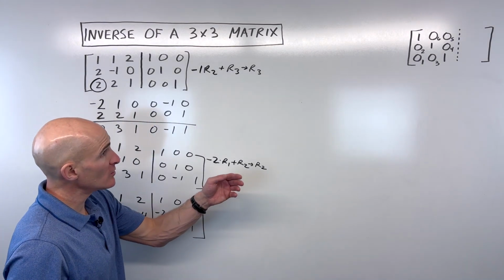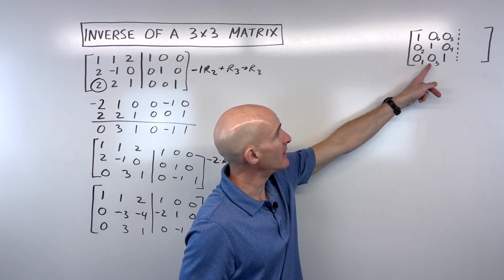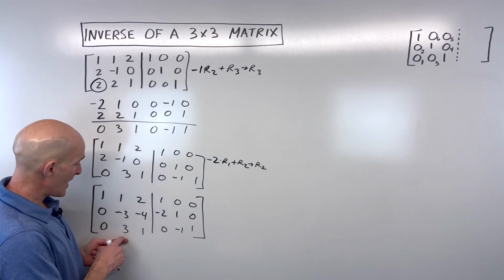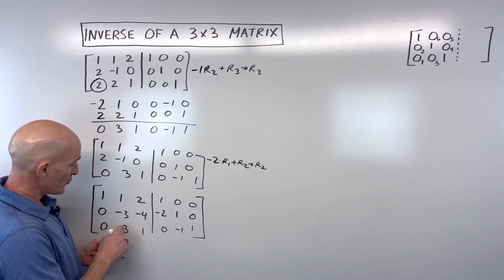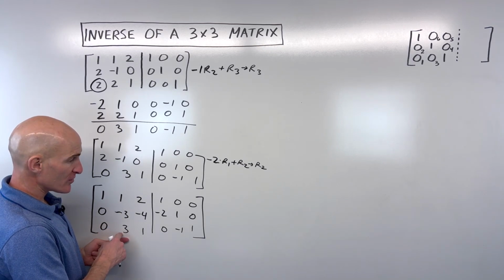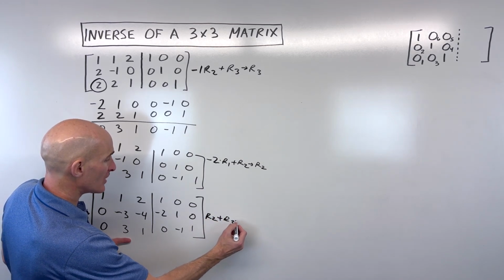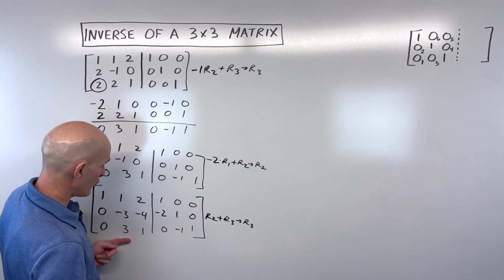Okay, so now you can see we've gotten 0 here, then here. Now we want to get 0 in this third position. And so to do that, we're going to want to combine the second and third row together. And you can see if we just add these together, that's going to give us 0 because negative 3 plus 3 is 0. So let's just write that down. We're going to take row 2 plus row 3, and we're going to put the answer in row 3.